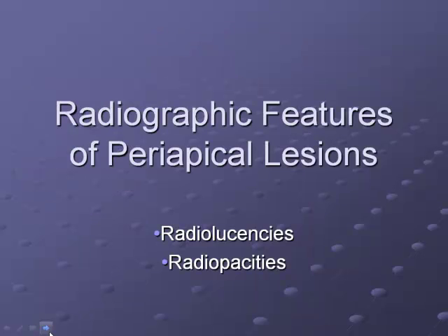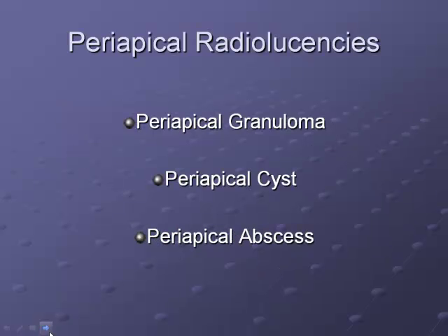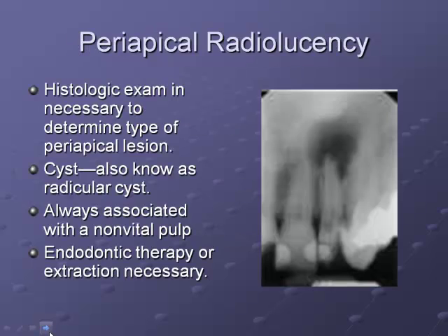There are two radiographic features of periapical lesions. They appear as radiolucencies or radiopacities. This is found on page 296 in your text. Three periapical radiolucencies are periapical granulomas, periapical cyst, and periapical abscess. A histological exam is necessary to determine each type of periapical lesion.